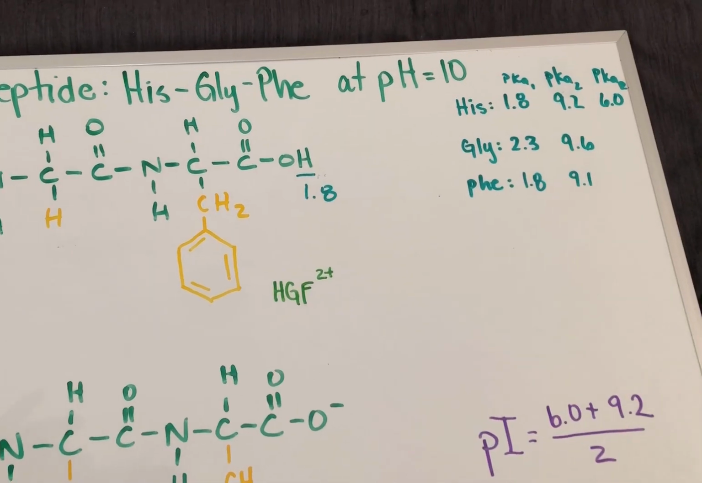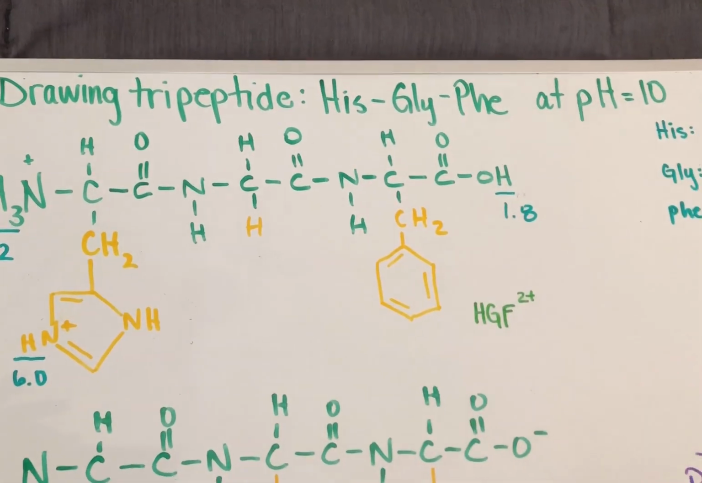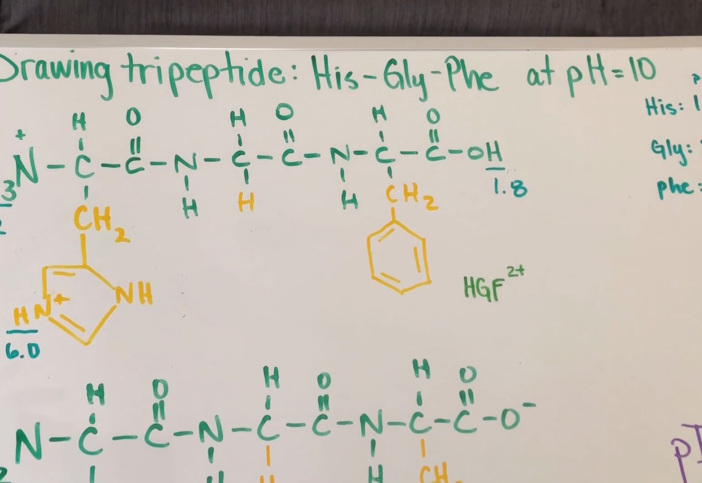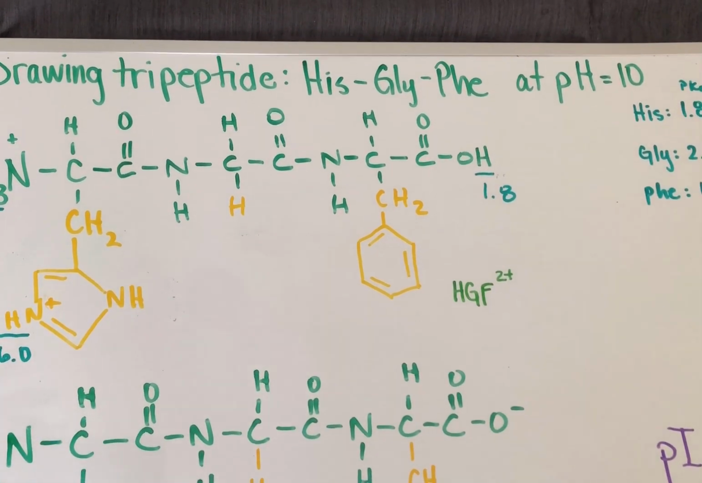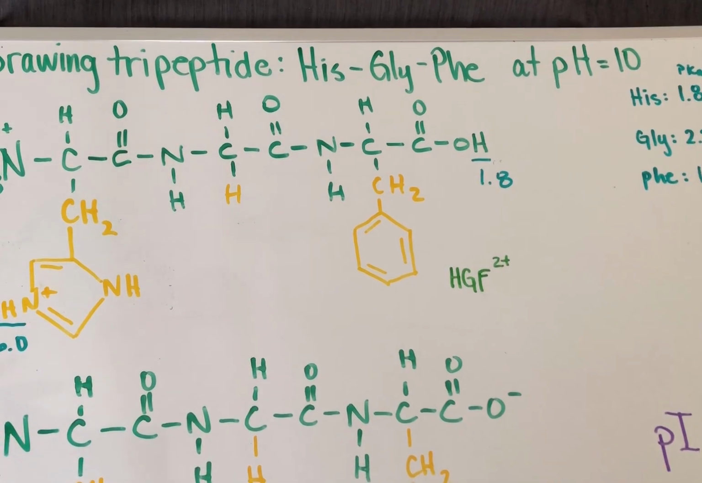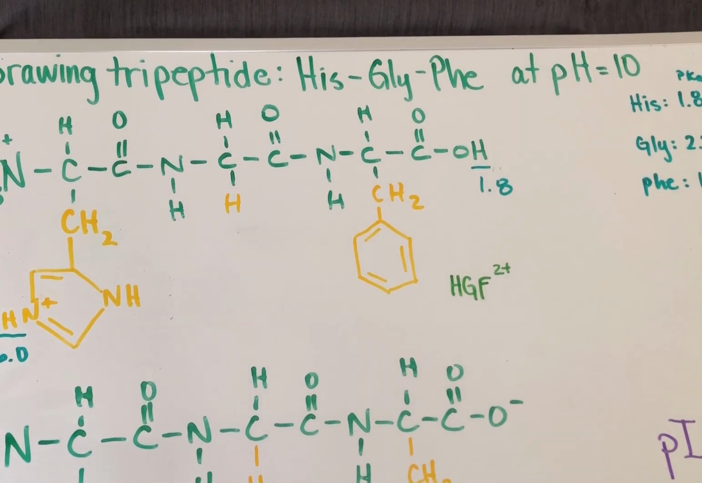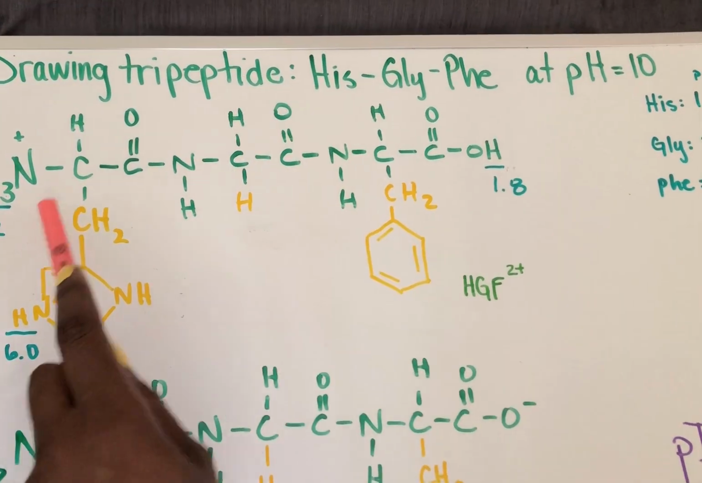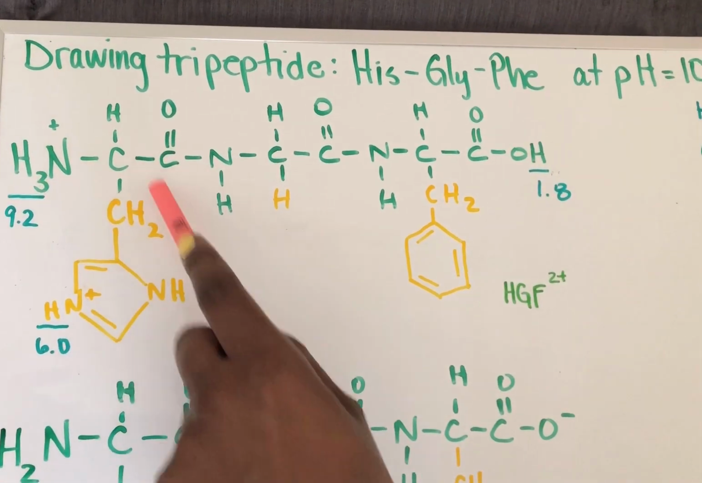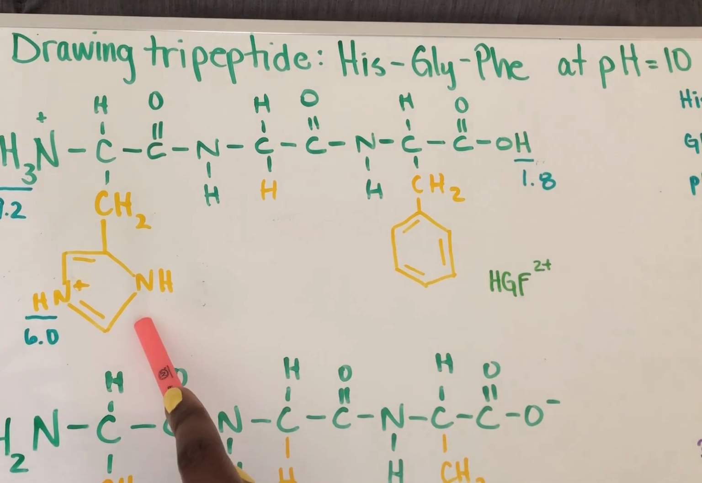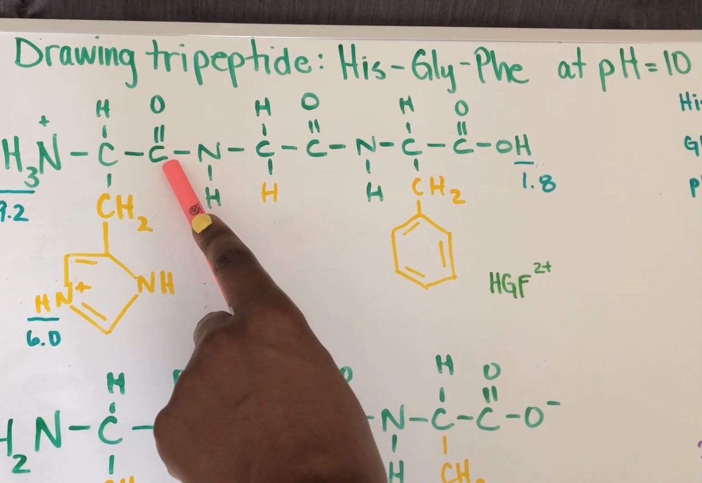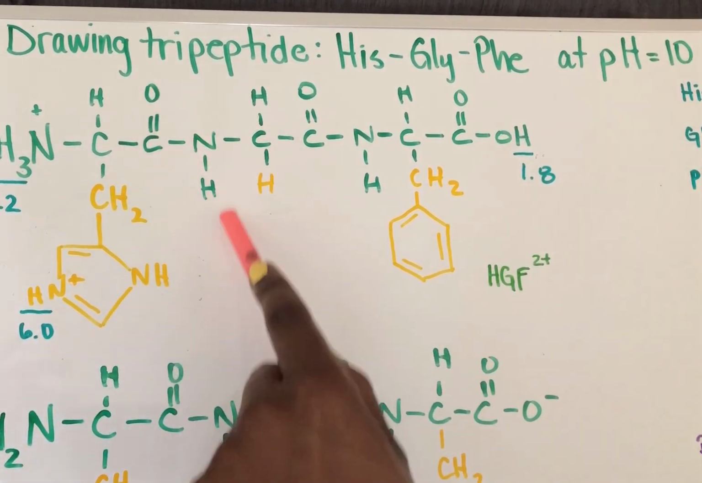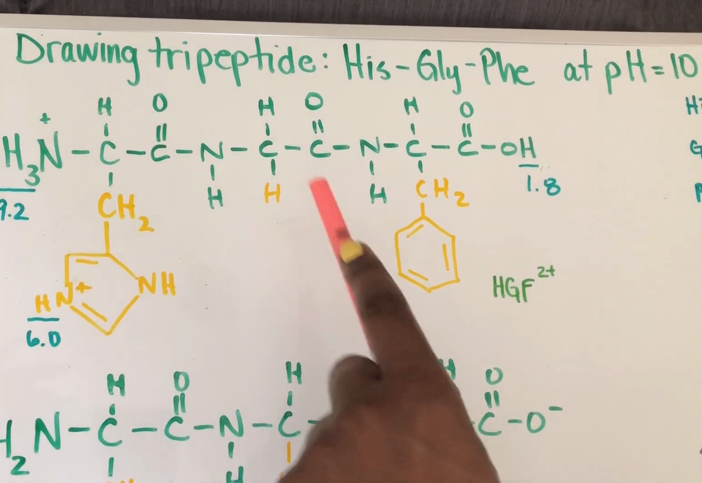So what we would do first is draw our tripeptide with all of its hydrogens present. That way we would not have the struggle of figuring out which hydrogens are being lost, and we can just have a good starting place. So we would start off with, since histidine is first, our histidine. So here's our histidine, here's the side chain for histidine, going up to the C double bond O. This right here is our first peptide bond connecting our histidine and our glycine.